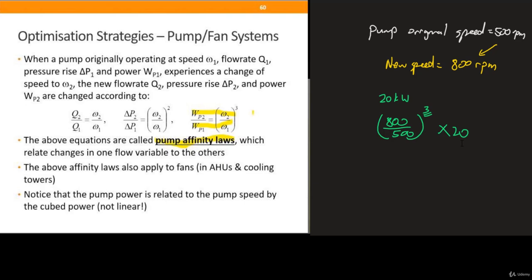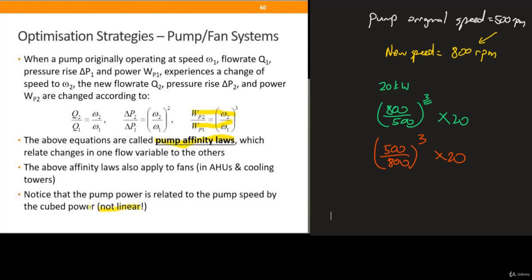As you can see, the reverse will also happen. Let's say you reduce the speed from 800 RPM to 500 RPM, the power will reduce much more. The energy savings are much higher than the percentage savings in the speed. So it is not linear. That's why this is one of the very popular strategies nowadays. That means you may operate multiple cooling towers, but all of them you throttle to a lower speed. Then you will achieve some savings.